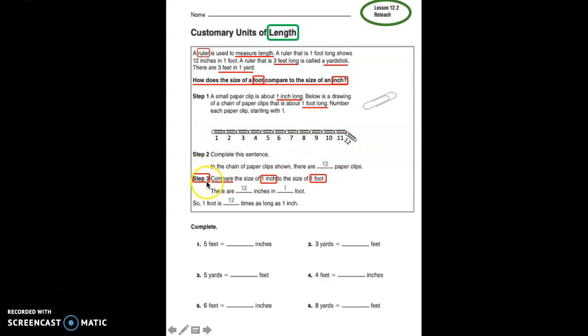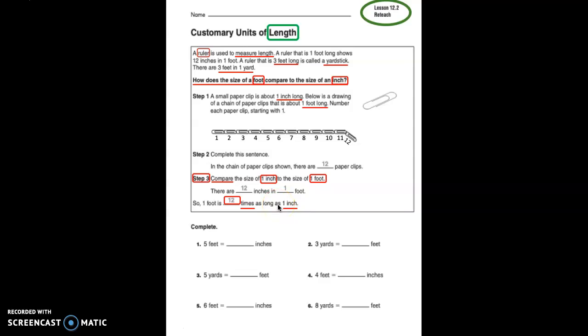Step 3. Compare the size of 1 inch to the size of 1 foot. Now remember, the small paper clips are about 1 inch long. So there are 12 inches in 1 foot. So this is 12 inches, which is equal to a foot. So 1 foot is 12 times as long as 1 inch.